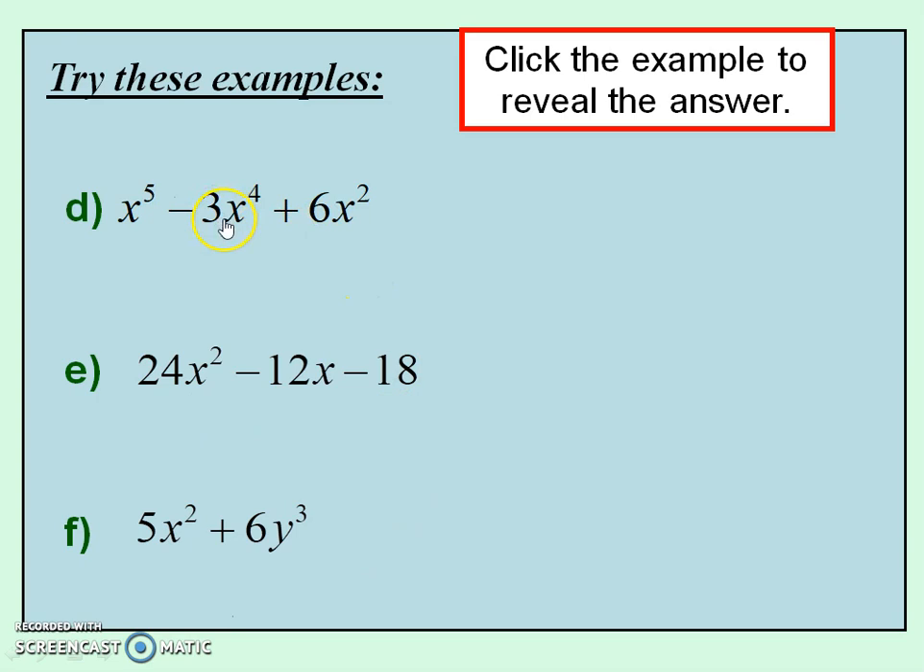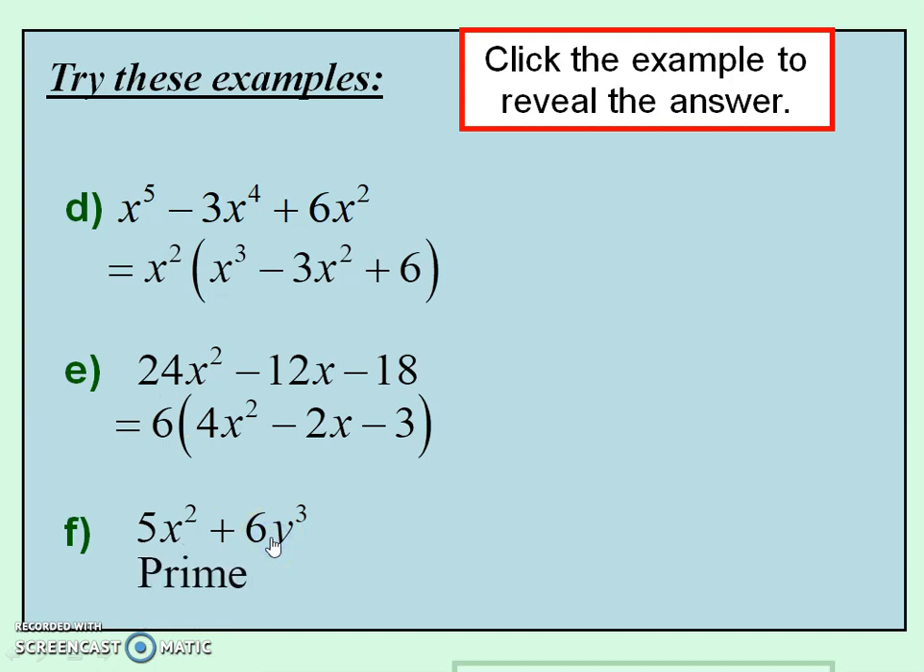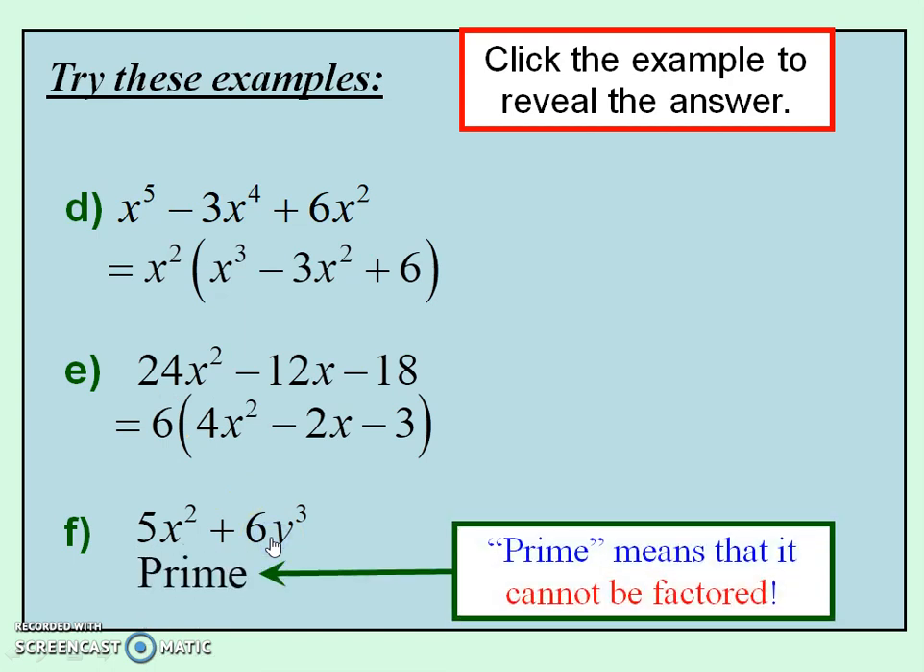The GCF of these, the coefficients don't have any GCFs because this one was just 1. And they all have at least 2 x's, that's x squared. What's left inside is each term divided by the GCF. And in this one here, there is no GCF. That's called prime. It means that this one can't be factored. So hopefully that will give you enough to get started. Good luck.